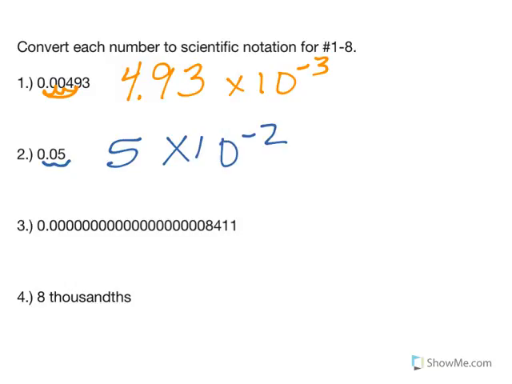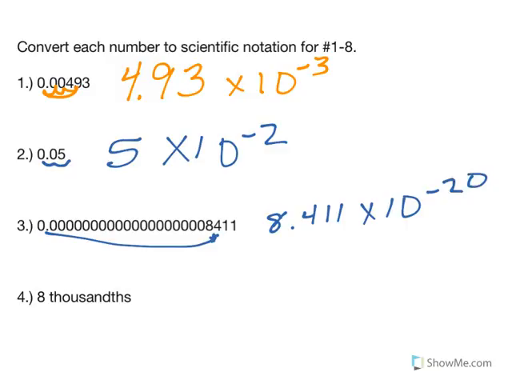In number 3, it's really, really, really long, so we want the decimal to be after the 8, so 8.411. And then you've got to count from here to here, and I believe if I counted correctly that should be negative 20, because there are 19 zeros, and then the 8 makes it 20.